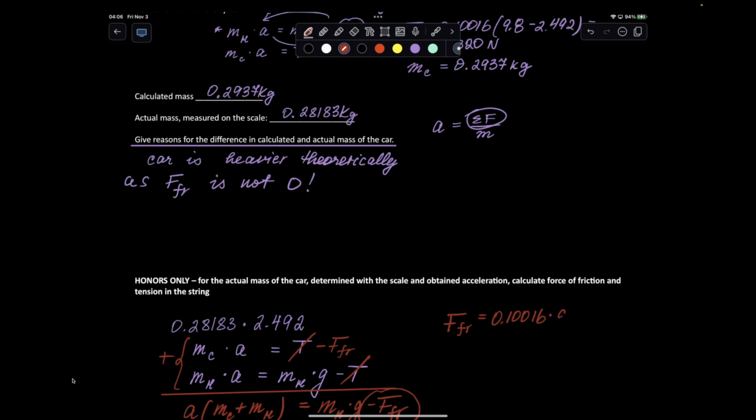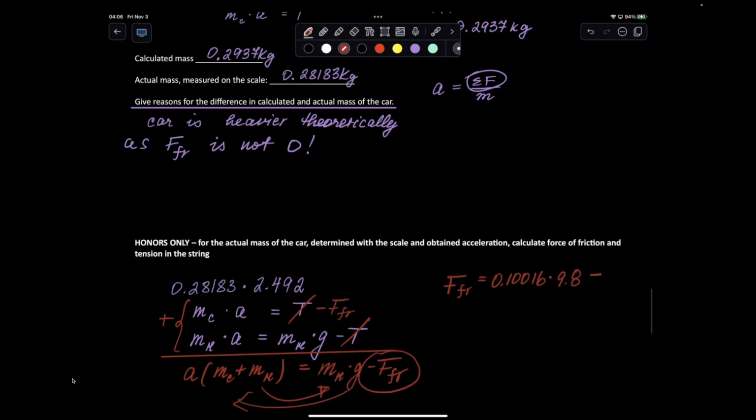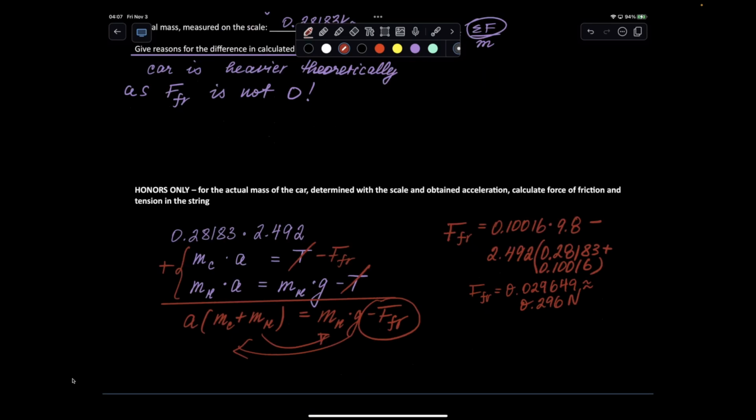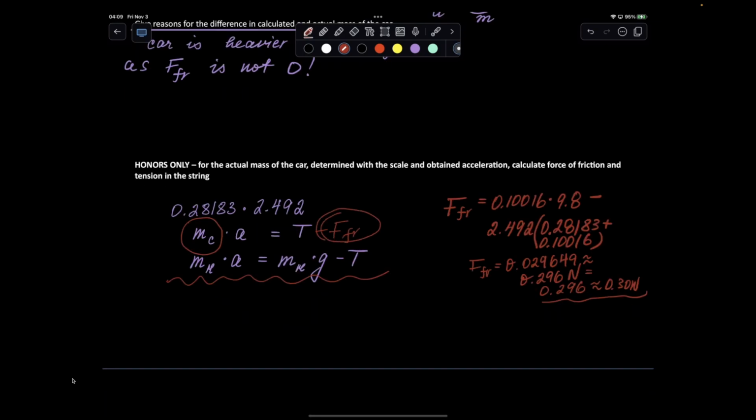Mass hanging, 0.10016 times 9.8 minus acceleration, which is 2.492, times 0.28183 plus the hanging mass 0.10016. All that together gets me a force of friction of 0.29649, so about 0.296 newtons. Or if I use just two sig figs, I can do 0.30 newtons. Force of friction. So this difference in force of friction ended up giving us a different mass.